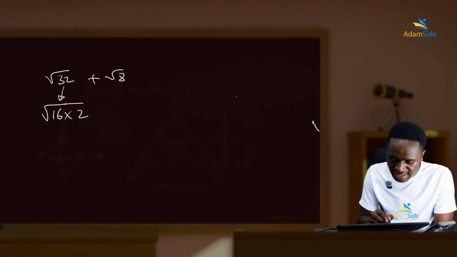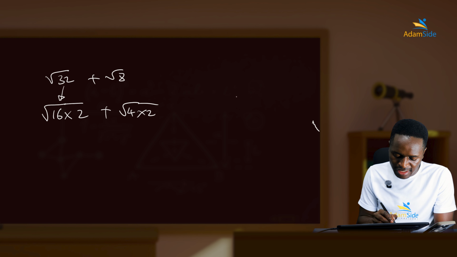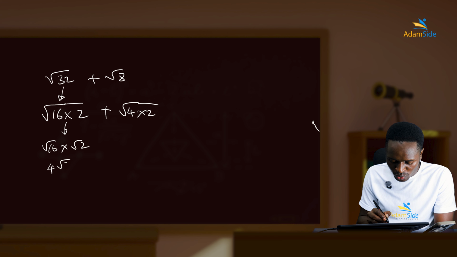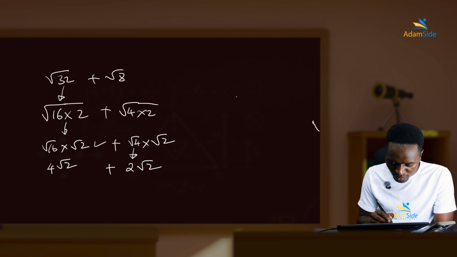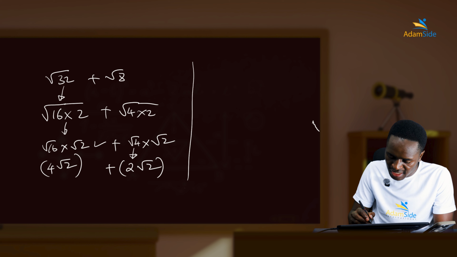Then after getting that, we know also this one is the same as root 4 times 2. That's it. Then break this. It will be root 16 times root 2. This will be the same as 4 root 2. Solved here. Then the next step plus, remember this is root 4 times root 2. The same as this one will give you 2 root 2. So we have gotten this one as 4 root 2 and this one 2 root 2. Therefore, come here again. Say now we have 4 root 2 plus 2 root 2.